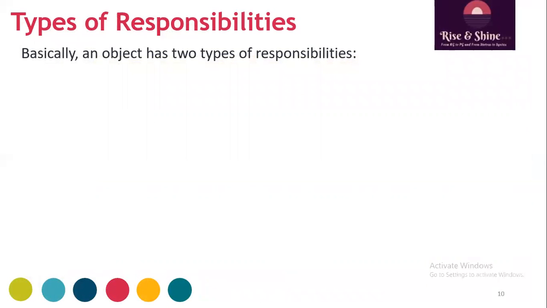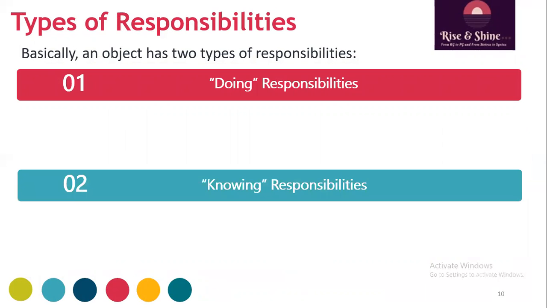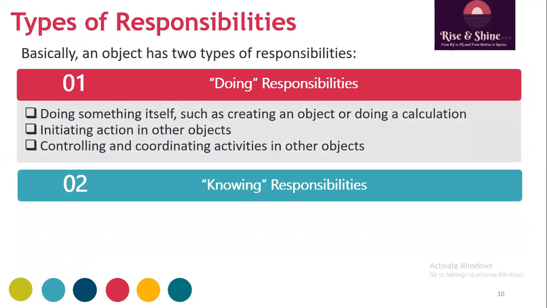Basically an object has two types of responsibility. Number one is doing responsibility and number two is knowing responsibility. What do we mean by doing responsibility? Doing responsibility means doing something itself, such as creating an object, doing some calculation, initiating some action on other objects, or controlling and coordinating the activities of other objects. Such responsibilities are called doing responsibilities.